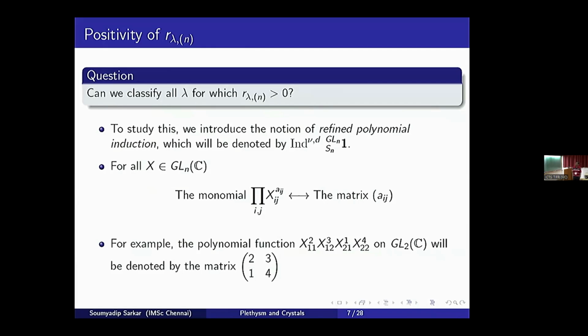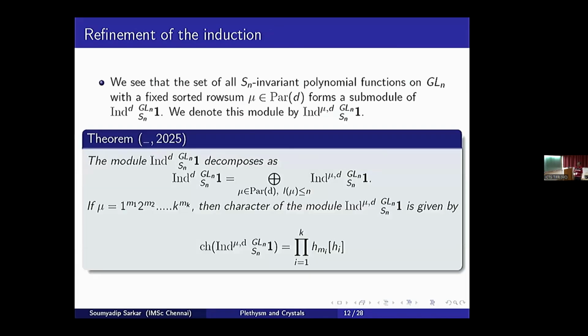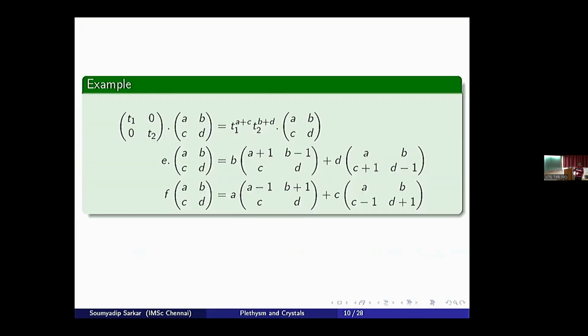Okay, so now I will define this refined induction. I will refine this induction functor with a further refinement parameterized by a partition of d. So if I take a matrix A, I look at the row sums, and I sort them in decreasing order, I get a partition. So that is the first process. And then please observe that under the action of the Lie algebra, the row sum does not change. The row sum does not get affected when we apply the E's and F's.